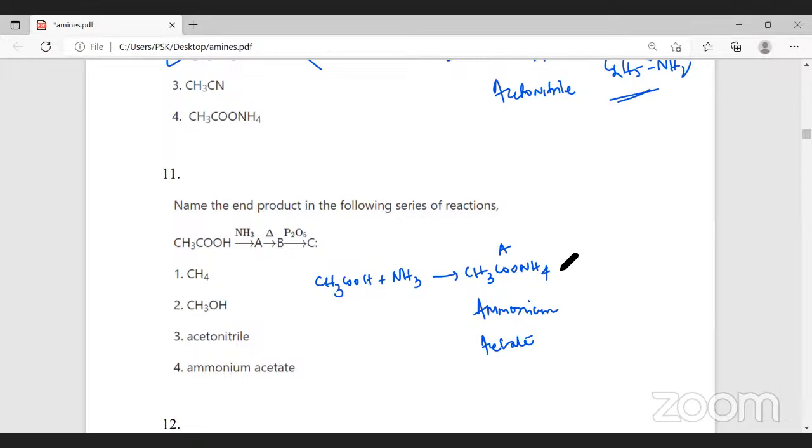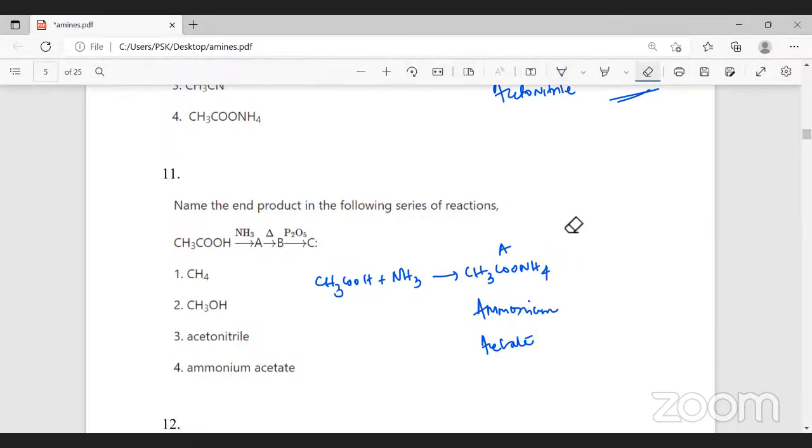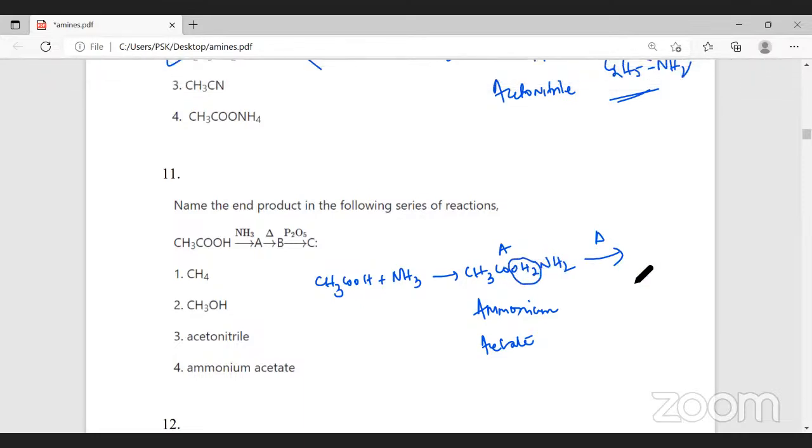Now this ammonium acetate, for our understanding, we can write as CH3COO NH4, that is, H2 and NH2. On heating, it undergoes a loss of water, and we get CH3CONH2. This is called acetamide. We get the product acetamide.